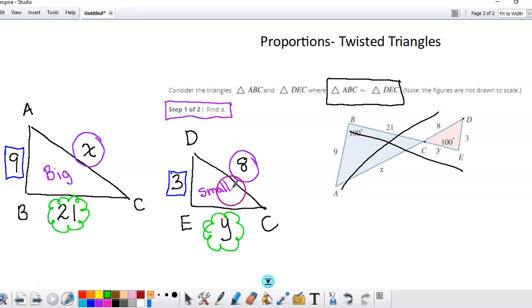Because we're finding X, we're going to avoid this 21 and Y for now. On the next step of this question, they're going to then ask you to find Y. So in that case, you will use this. But for this step, I'm going to avoid this fraction of 21 over Y or Y over 21. That leaves me the blue and purple here.